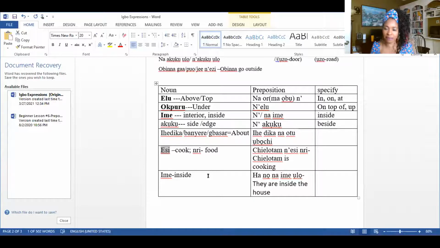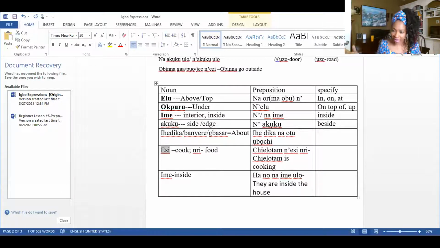Esi nri means cooking food. Nri means food. Bia nri, come, it's like I'm calling you to come and eat. When I look at you, I say, Ina esi nri, it means you are cooking. When I want to talk about somebody else, I say, Obinna, ona esi nri. I'm telling Obinna about another person. Ona esi nri means she or he is cooking.